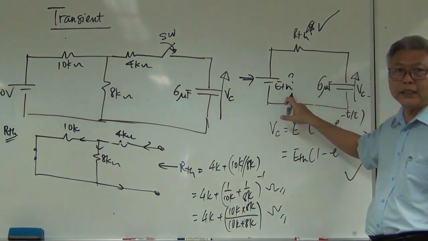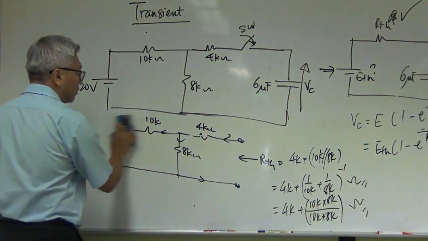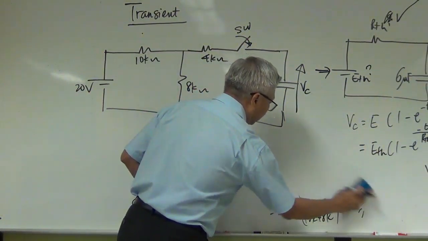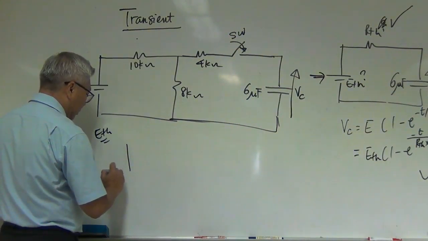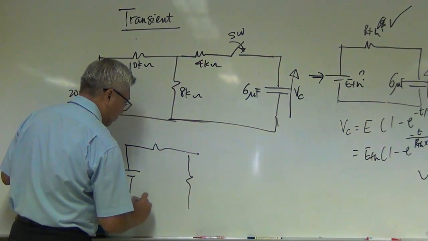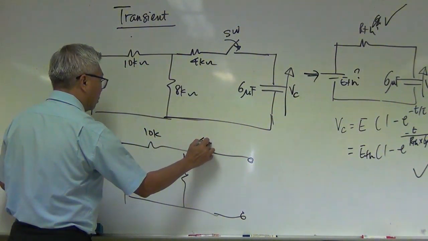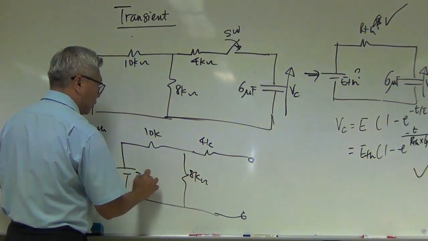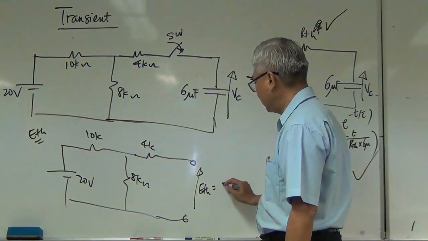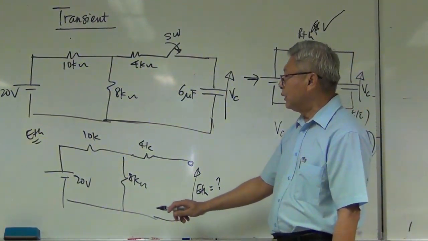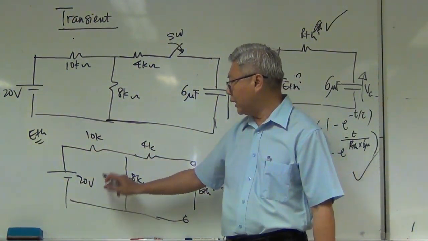Okay, so now let's move on to find ETH. Now to find ETH, you actually have to draw the circuit one more time. A separate circuit, huh? So I duplicate it again, the same, with two terminals. So this is 10 kilo ohm, this is 4 kilo ohm, this is 8 kilo ohm, and this is 20 volts. ETH is the voltage across the two terminals. Then you ask yourself, what is this voltage? Now, in this simple series circuit here, the current comes out from the 20 volt battery, goes through a 10K, and then goes through 8K, and then comes back.